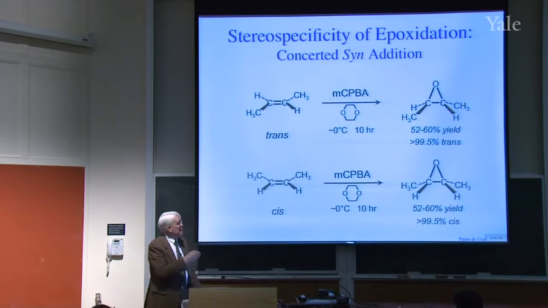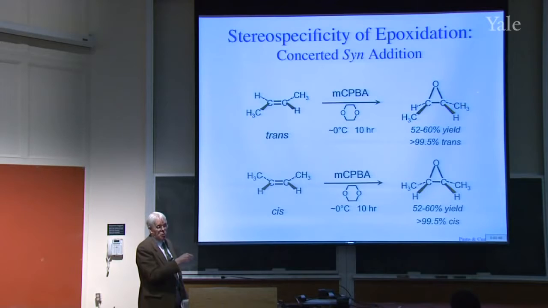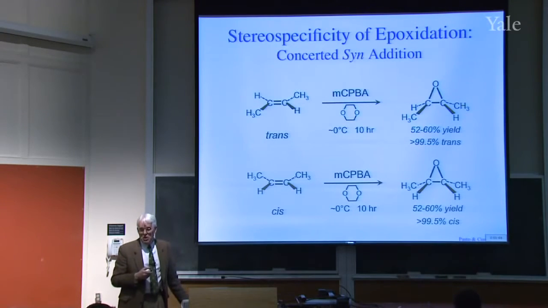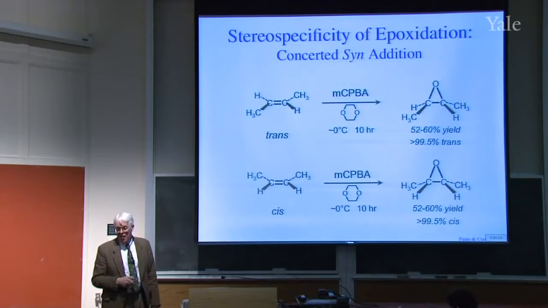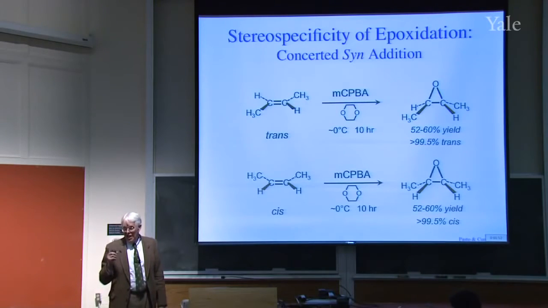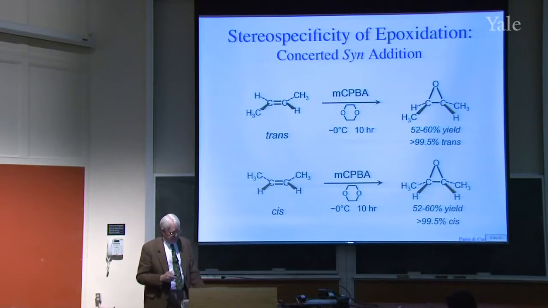And you'd worry about this also, that this is the more stable isomer where the methyls aren't running into one another. Maybe it wasn't specific, but you just got the one that was most stable. So of course what they did is do the cis one as well, and that's also greater than 99.5% cis now, not trans. So it's clear that the reaction is stereospecific.